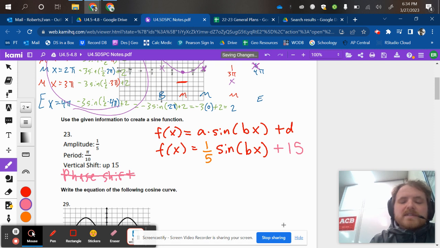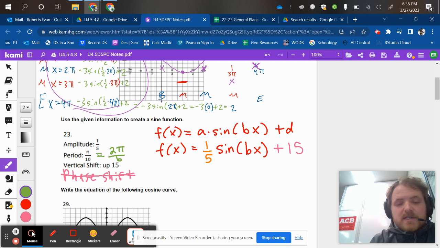So again, the reason I skipped the B value is because it's a little bit more complicated than just simply plugging it in. The period, remember, is equal to 2 pi divided by B. So when I keep saying B affects the period, that's what I mean. So what that turns into is we need to solve for b.